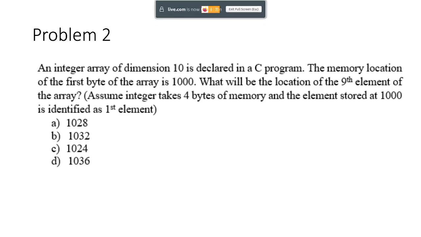So the question is that an integer array of dimension 10 is declared in a C program. The memory location of the first byte of the array is 1000. What will be the location of the ninth element of the array? Assume that an integer takes 4 bytes of memory and the element stored at 1000 is identified as the first element.